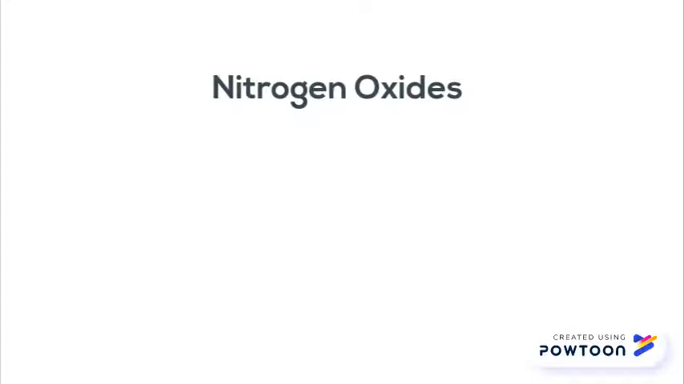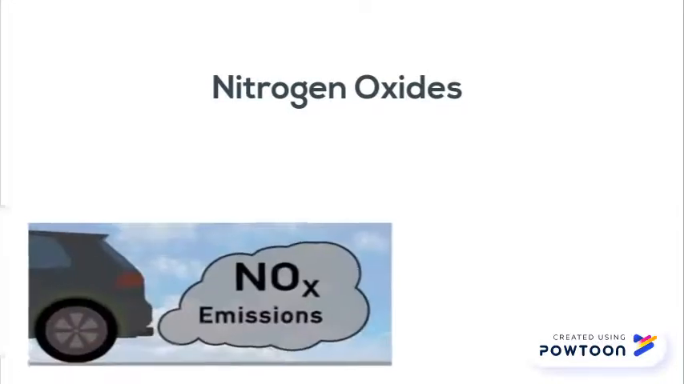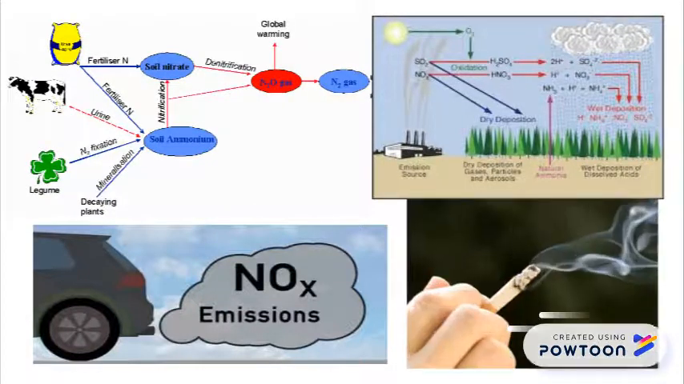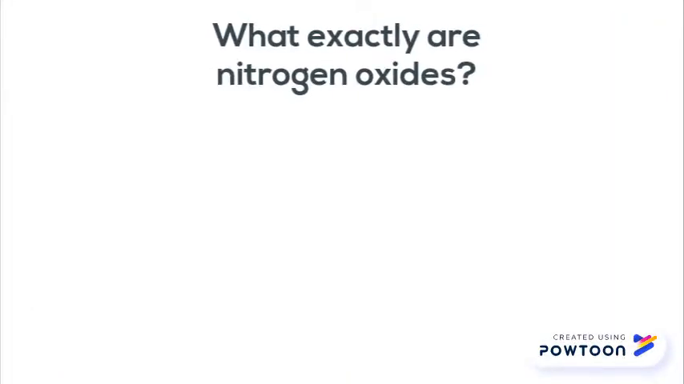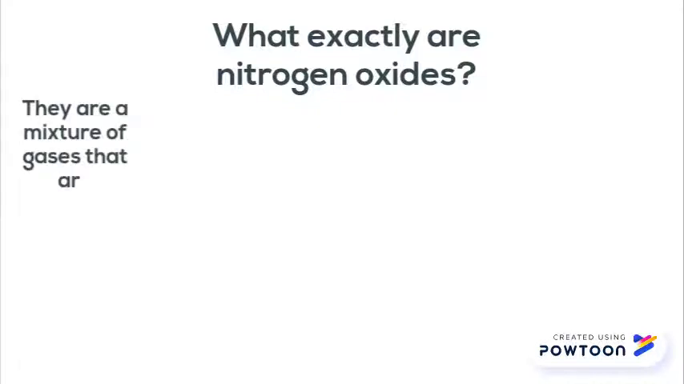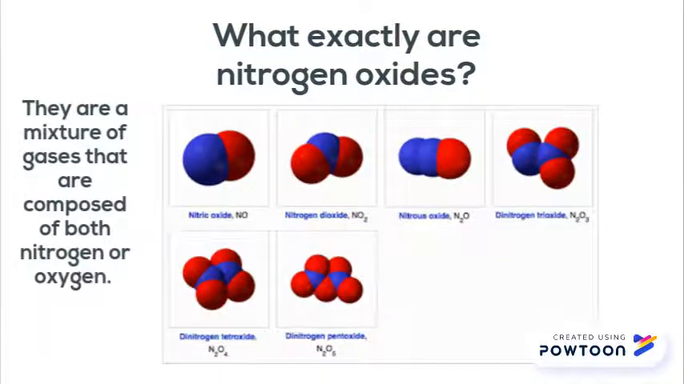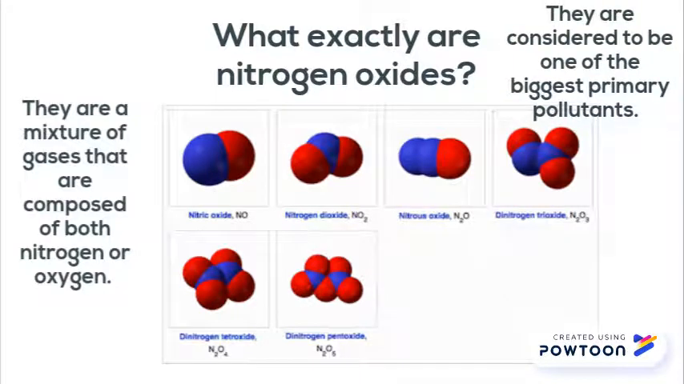Nitrogen oxides are found everywhere, from car emissions to the release of gases from factories to fertilizer usage and even when someone smokes. But what exactly are nitrogen oxides? Nitrogen oxides are defined as a mixture of gases that are composed of both nitrogen and oxygen. Some examples include nitric oxide, NO, or nitrogen dioxide, NO2. Nitrogen oxides are considered one of the biggest primary pollutants in the world.